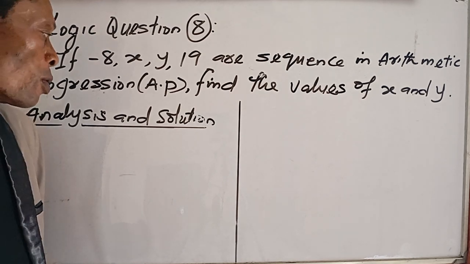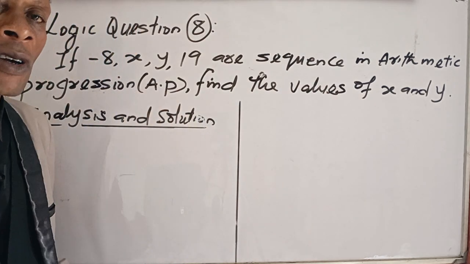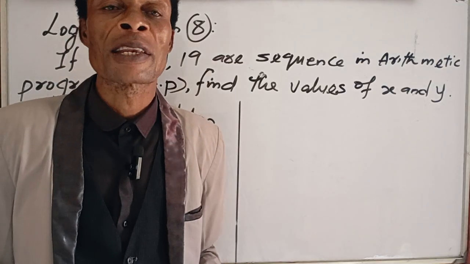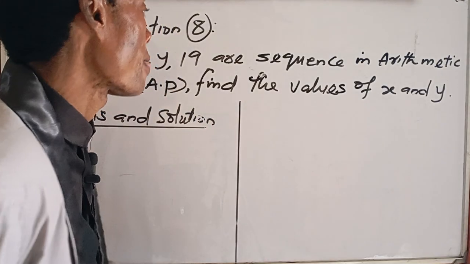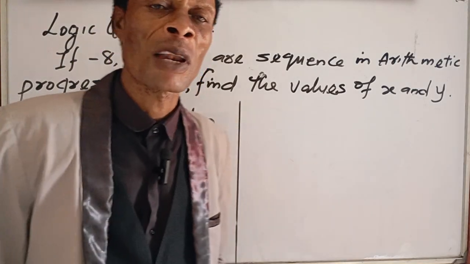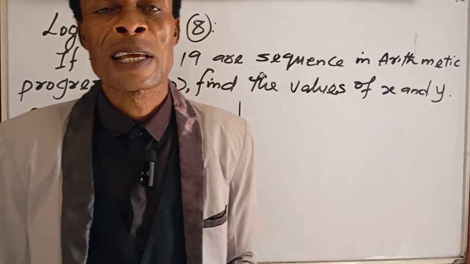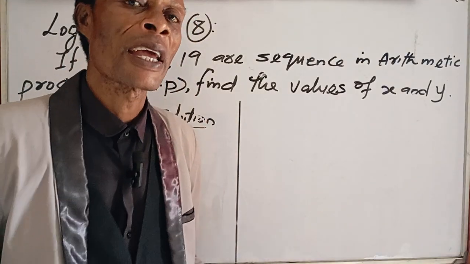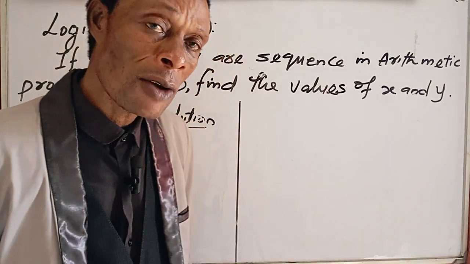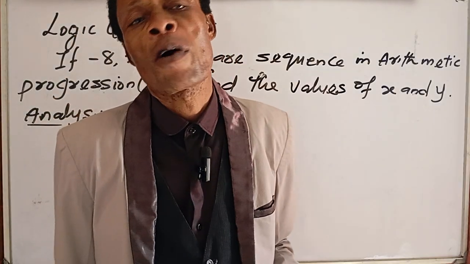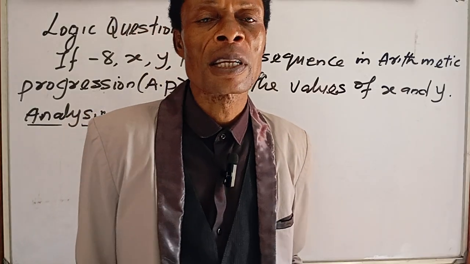Okay, so as usual, I will start by saying analysis and solution. I told us, anytime a question is given, you should be able to identify where the question is being set from. So this question is set from the topic we call arithmetic progression, or you can equally call it linear sequence. The linear sequence is a kind of sequence that involves what we call a first term and a common difference.